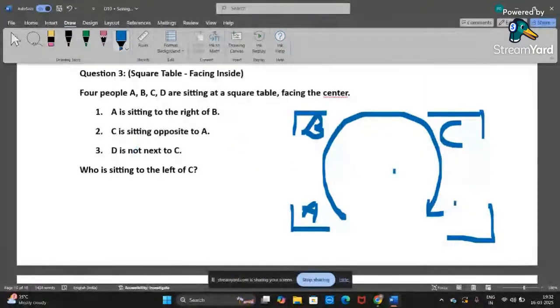The remaining is D, which should be placed here itself, but the question is given wrong here. It is invalid data, right? Because A is sitting immediate right of B, then C is opposite to A. That means like this only they have to be seated. D is not next to C. The remaining position is here, but it would be next to C. So the answer is invalid data or inadequate data. Okay.